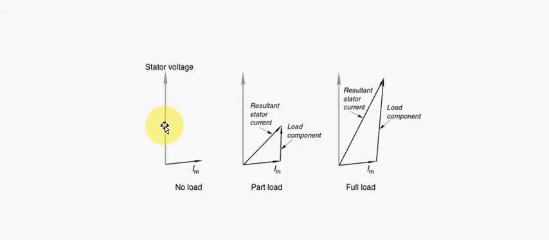So here is a vector diagram. There's Im down the bottom here, so no load, part load, full load, and you can see the resultant stator current as it increases. In other words, as we're increasing the load on this particular motor, it has very, very little impact on Im. What's actually changing is the rotor current in this case, because the AC motor basically induces current into the rotor.